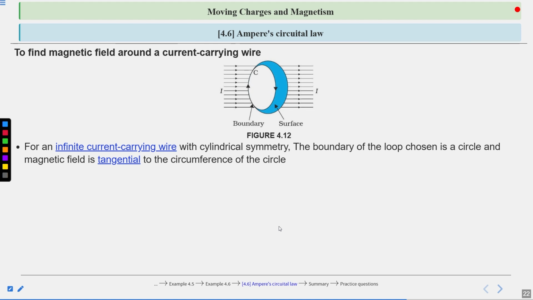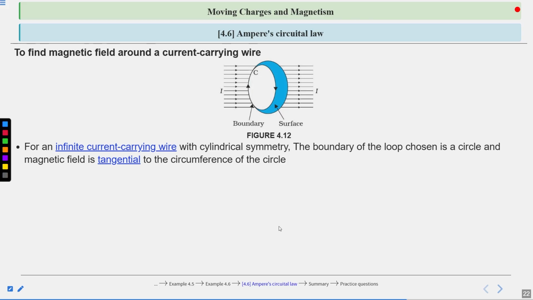We know that for a current carrying straight wire, the magnetic field lines around the wire are in the form of concentric circles. Now we have chosen an Amperian loop also as a circle, and the magnetic field lines are also in the concentric circular direction. So the magnetic field at each and every point on this loop will be tangential to the circumference of the loop chosen. That is called the Amperian loop.